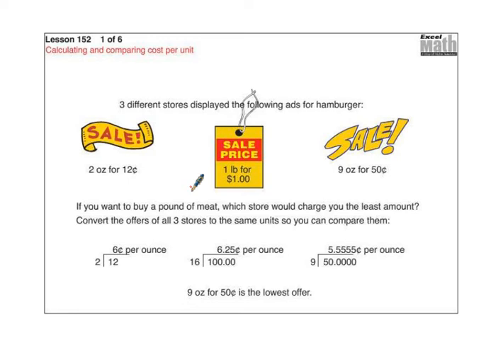All right, this is 6th grade Excel, lesson 152, calculating and comparing cost per unit. Cost per unit means how much does it cost for one. That's basically what that means, okay?